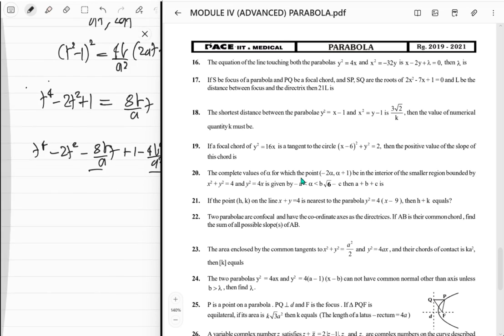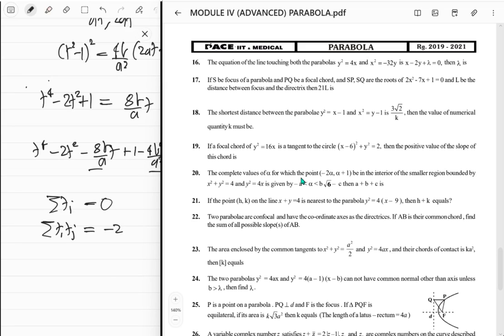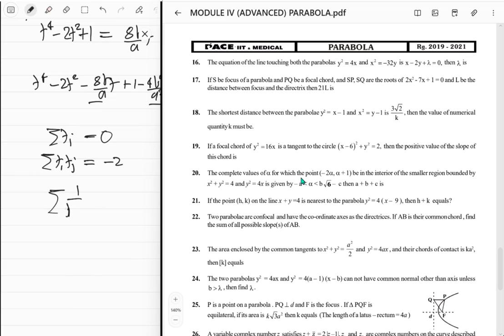What we do know is that the summation of ti is just equal to 0, and the summation of ti tj, all 4 of them, is equal to minus 2, I think. Yeah. Okay, and from here we want to figure out the summation of 1 upon ti plus tj. That is in fact the slope, sorry, 2 of that. How do you get that slope? How do you get this expression?